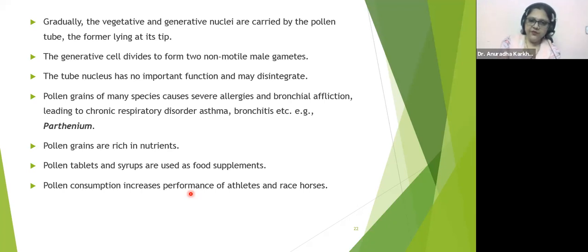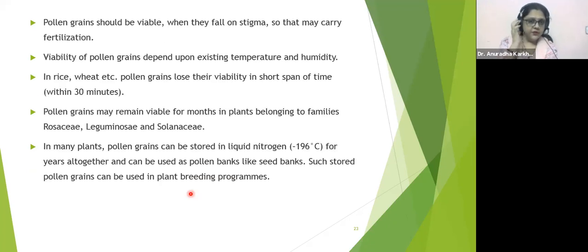So here they have given the functions of pollen. Pollen grains should be viable when they fall on stigma. Viable means capacity to germinate. What do you mean by the word viable? They should have the capacity to germinate. So pollen grains should be viable when they fall on stigma, so that they may carry out fertilization. If they cannot germinate, how will fertilization be ensured?